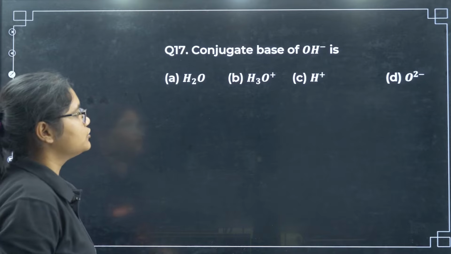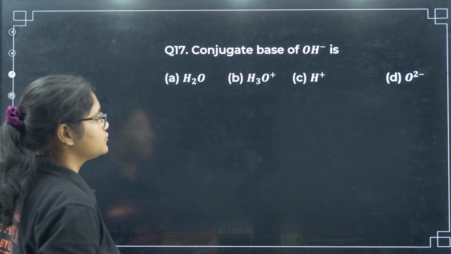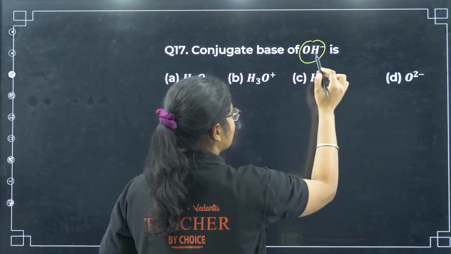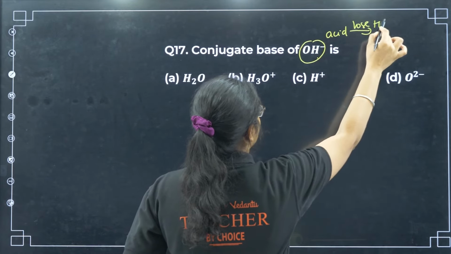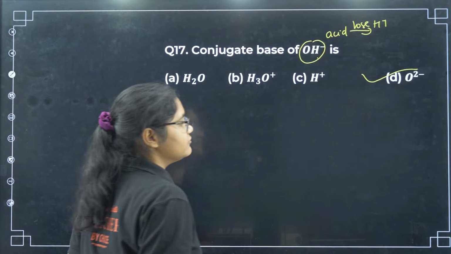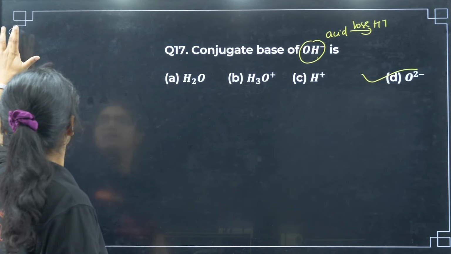Okay. Next, conjugate base of OH minus. So base of OH minus means this one has to behave as an acid. It will lose H plus and we will get O2 minus if it loses H plus.